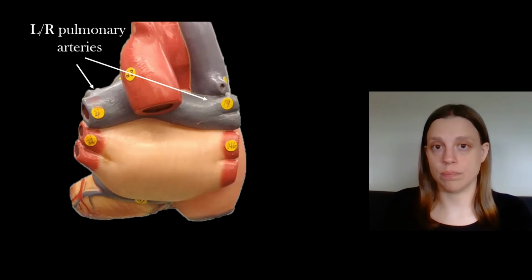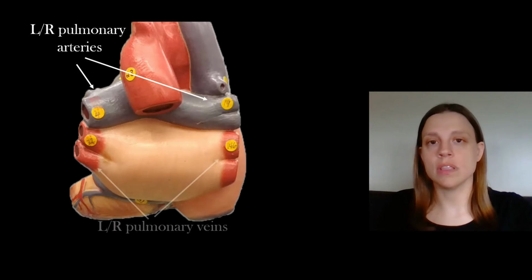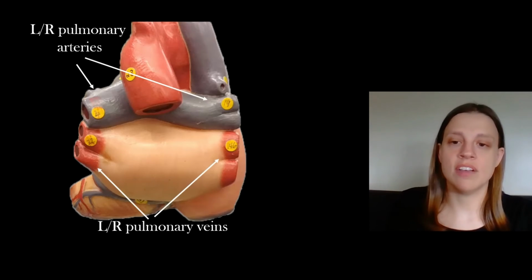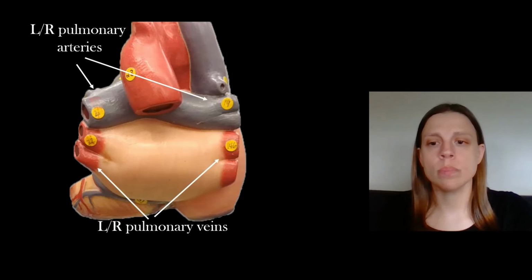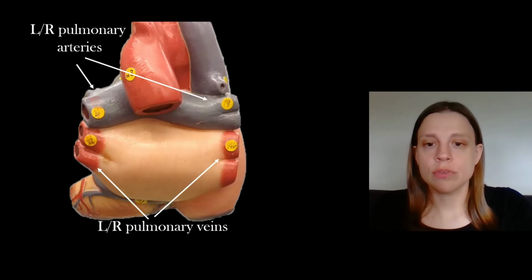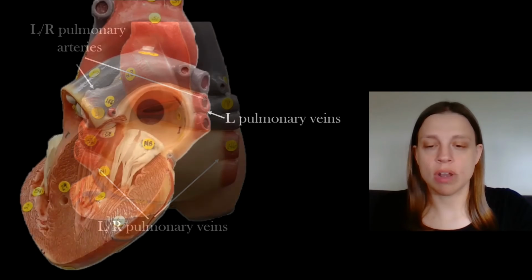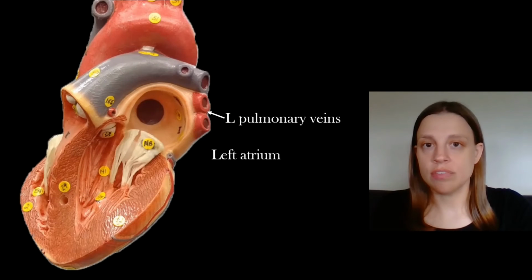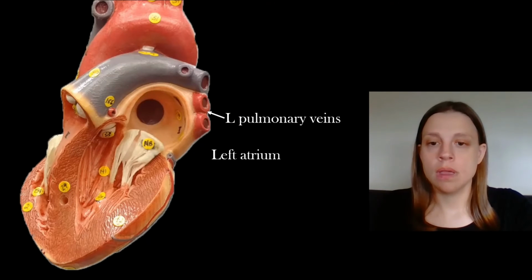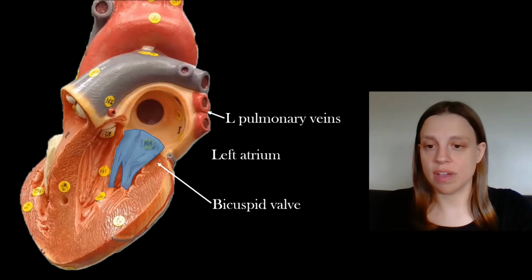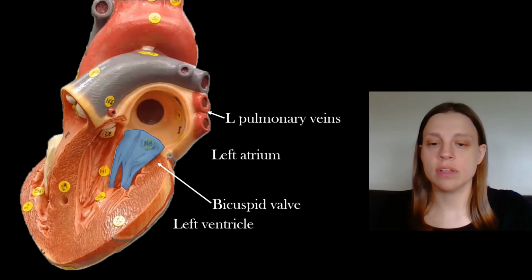Once it gets to the lungs, gets the oxygen, it's going to return to the heart through the left and right pulmonary veins. And the left and right pulmonary veins are draining into the left atrium. The blood flows from the left atrium and through the bicuspid valve to the left ventricle.